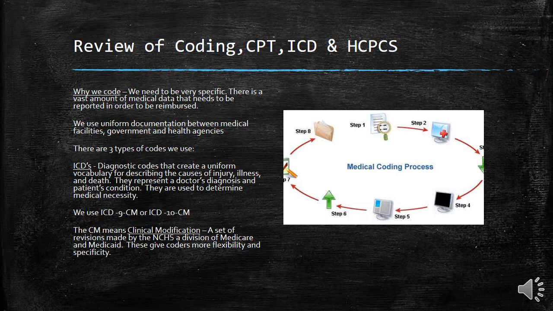ICDs, diagnostic codes that create a uniform vocabulary for describing the causes of injury, illnesses, and death. They represent a doctor's diagnosis and patient's condition. They are used to determine medical necessity. We use ICD-9-CM or ICD-10-CM. The CM means clinical modification, a set of revisions made by the NCHS, a division of Medicare and Medicaid. These give coders more flexibility and specificity.